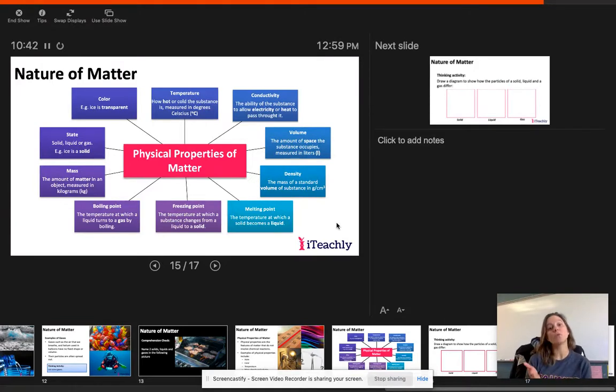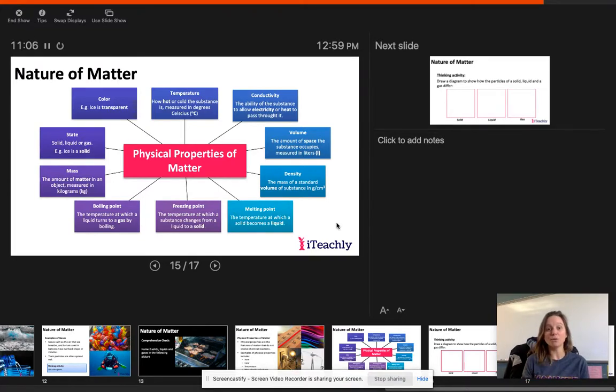So again, going with temperature, one of the things that we're looking at is the boiling, freezing, and melting points, which I kind of talked about earlier. Mass is often associated with density, which is volume. So those three sometimes are linked. And then again, our states of matter. So these are all the physical properties describing matter.